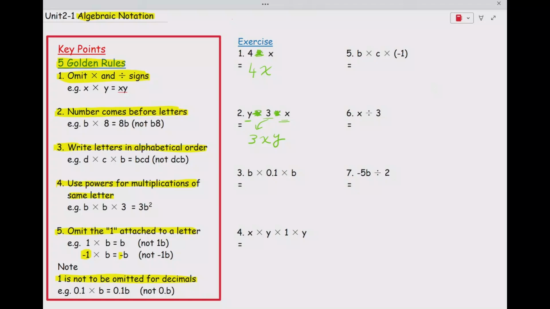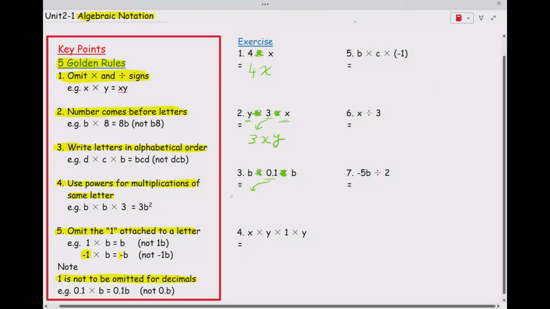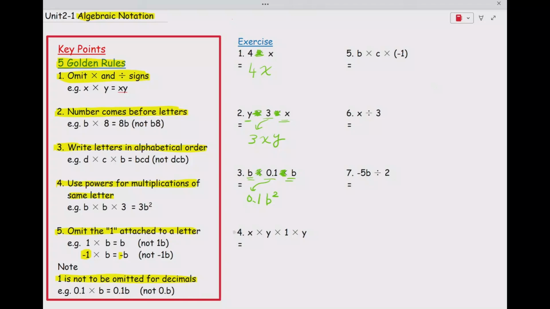Now let's look at the question. b times 0.1 times b. First, omit the multiplication sign. The number comes before letters. Then, multiplications of the same letter are expressed as a power of the letter. b times b, so it is b squared. Not 2b, so be careful. Therefore, the answer is 0.1b squared.